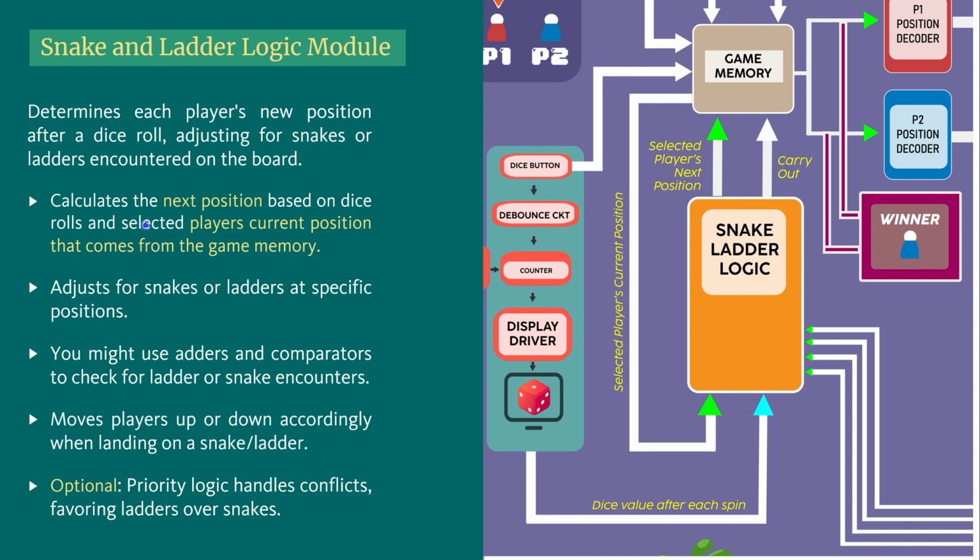Here I've just written some points for you. You might use adders and comparators to check for ladder or snake encounters, and move players up and down accordingly. I have also told you about that. One thing is optional here: priority logic handles conflicts, favoring ladders over snakes. Let's say in the same position you have a ladder and a snake, what to do? Then you can favor the ladder. This is an optional priority logic.